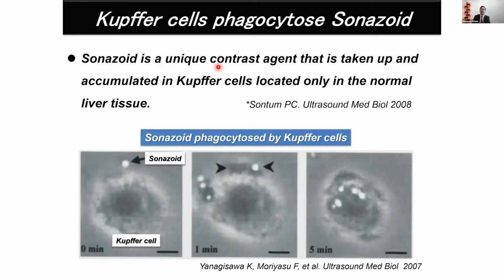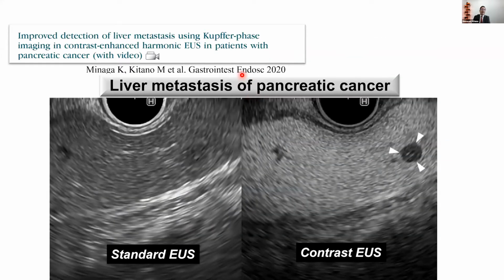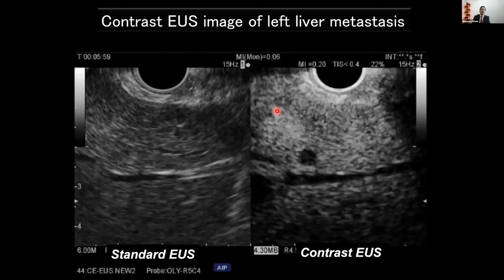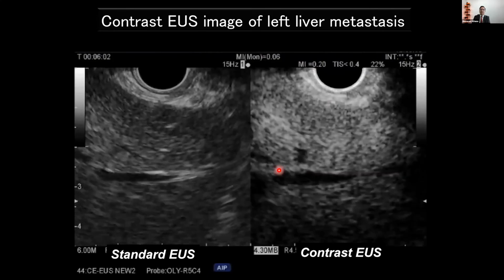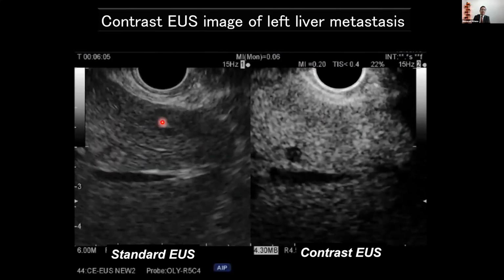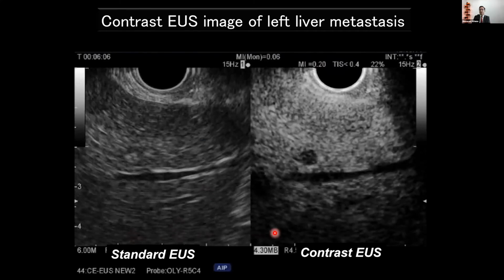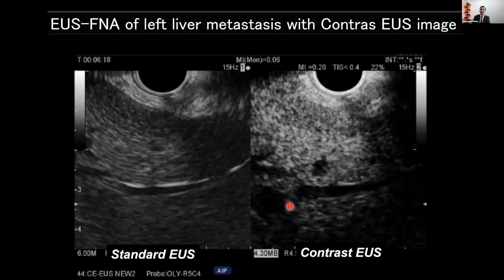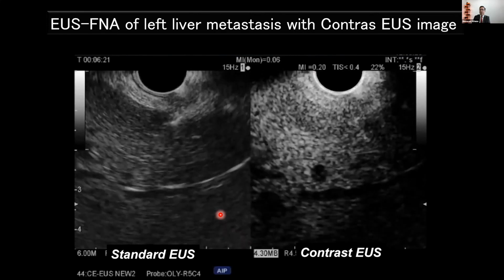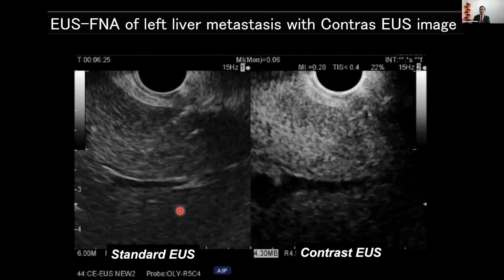Sonazoid is a unique contrast agent which Kupffer cells phagocytose, which allows us Kupffer imaging of the liver. So we analyzed whether contrast EUS is useful for the identification of liver metastasis of pancreatic cancer. This is a small liver metastasis in the EUS. In the standard EUS, you cannot see any mass-like region, but when we perform contrast EUS, you can see a small liver metastasis. After finding it, we obtained tissue samples by EUS-FNA under the guidance of contrast EUS.